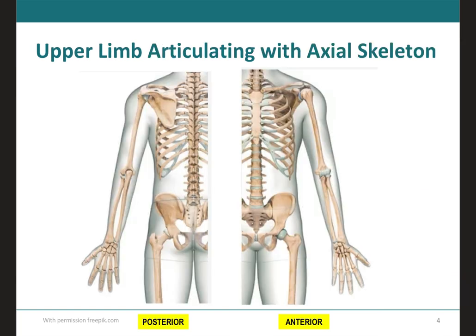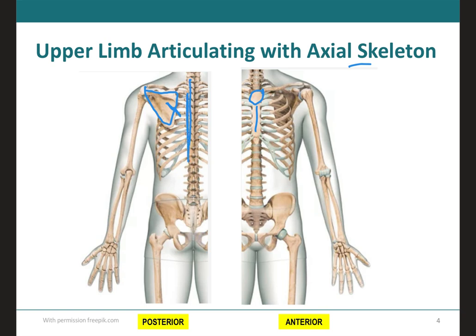It is important to understand how the upper limb will articulate with the exoskeleton. And there's really just one bone from the upper limb that will articulate with the exoskeleton. And that will be the clavicle, that will have the sternal end articulating with the manubrium of the sternum. The scapula does not articulate directly with the exoskeleton. There are going to be muscles that will unite the scapula to the exoskeleton.